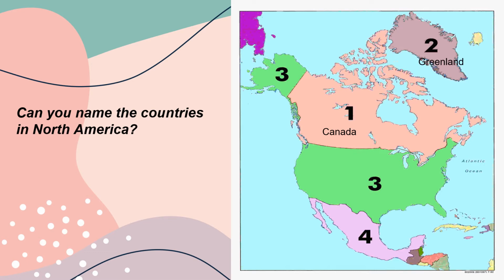And what about number 3? It is in the southern part of Canada. The answer is United States of America. And of course, here is Mexico. And number 3, it's the same, which is part of United States. It is the state of Alaska. All right, so please remember what are the neighboring countries of the United States.